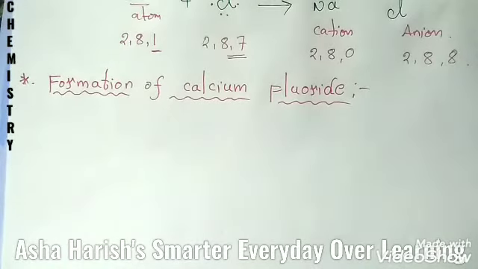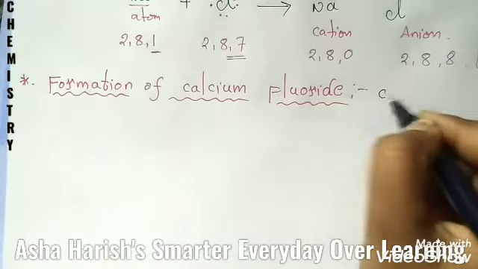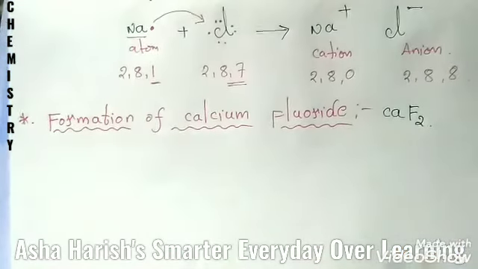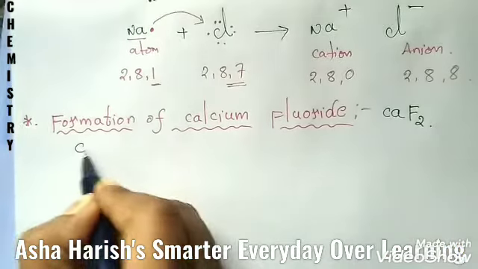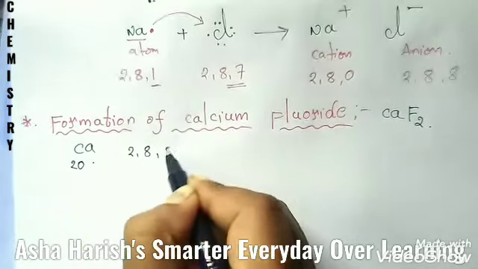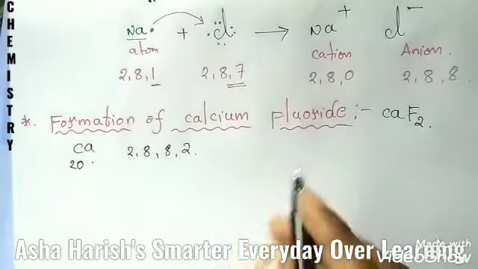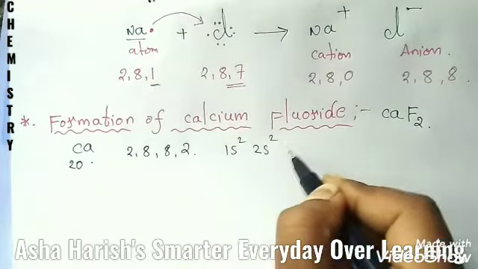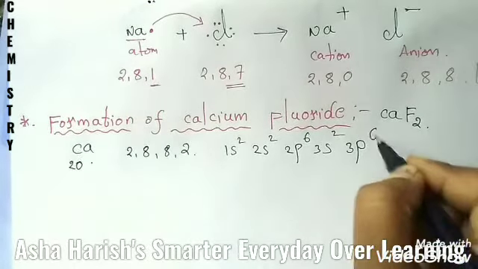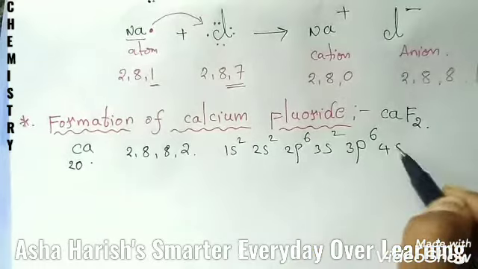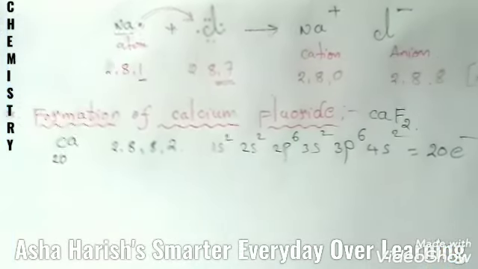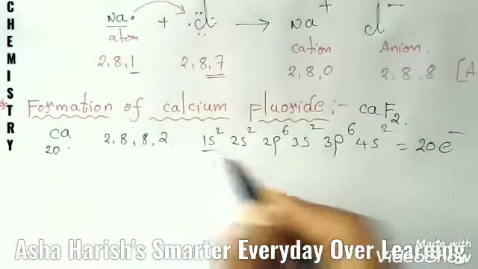Let's see another example for this. Formation of calcium fluoride, CaF2. Calcium has atomic number 20, and its electronic configuration is 2,8,8,2. Let's write it clearly: 1s2, 2s2, 2p6, 3s2, 3p6 and 4s2. 10 electrons, so 20 electrons in total are sufficient here. Then the calcium electronic configuration is this.